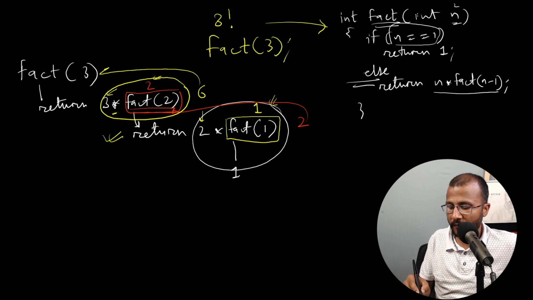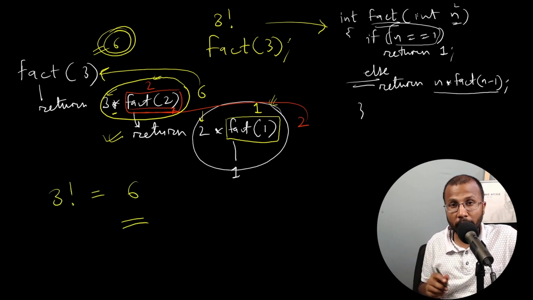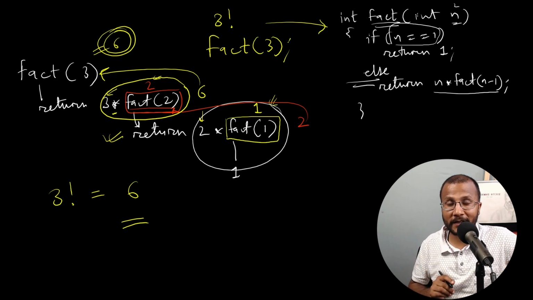So this was called by factorial of 3. Factorial of 3 would be receiving the answer as 6, and this is my final answer, because I know that 3 factorial is equal to 6. So this is how you use a recursive function to find the factorial of a number. Now let's write down a program to demonstrate the same.